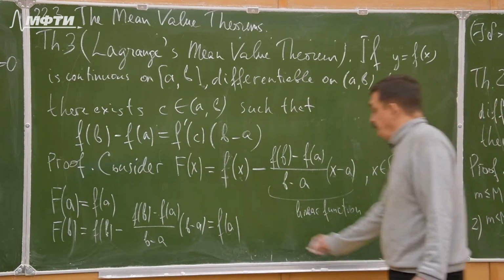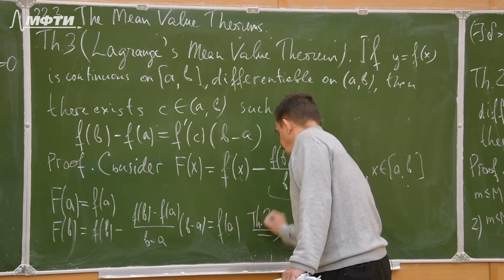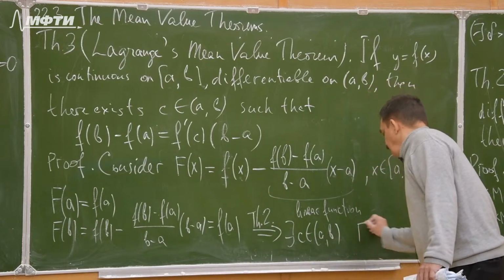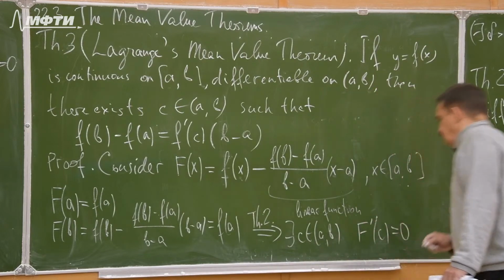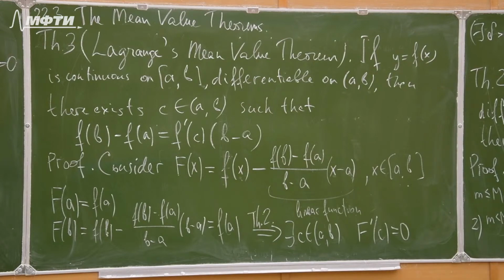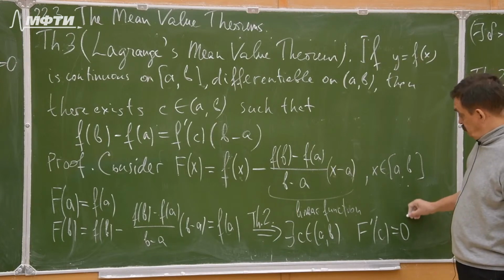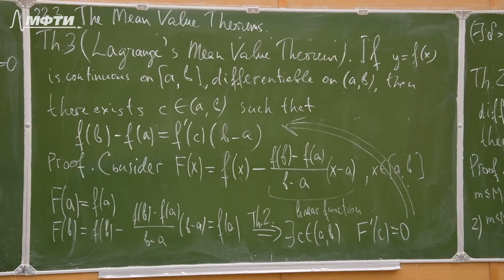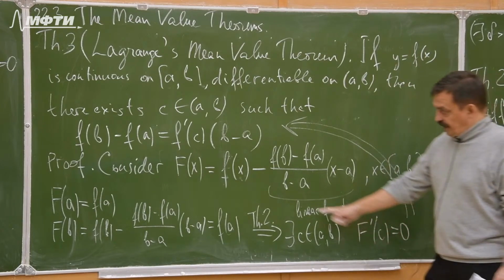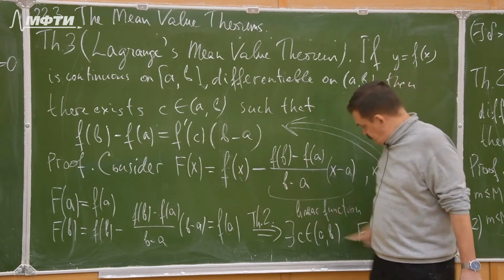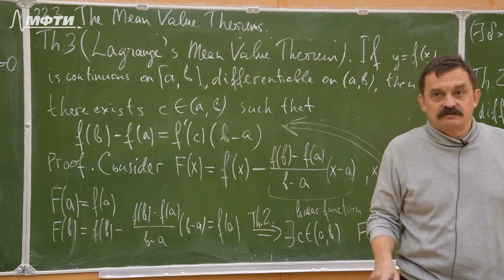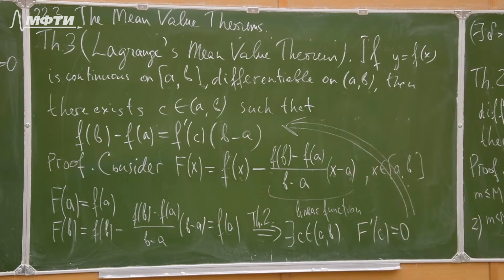Hence, by Rolle theorem, theorem 2, there exists c in the interval where F prime at c equals 0. And what is capital F prime? Look, this is precisely what we want to prove. Because capital F prime is small f prime of c minus derivative of linear function, which is just the coefficient. And that is precisely what we wanted to prove.